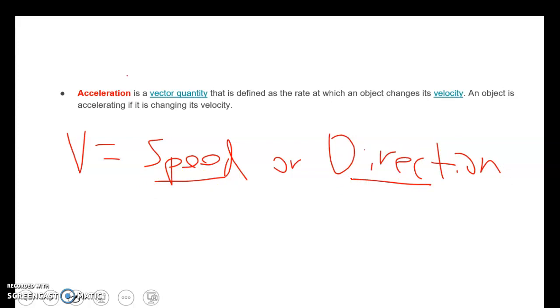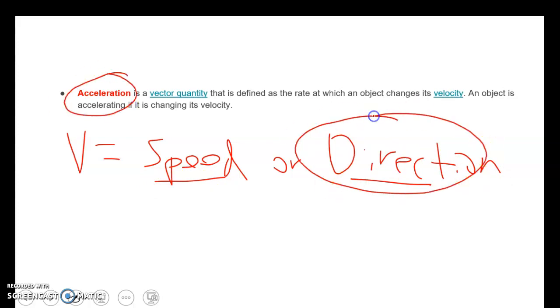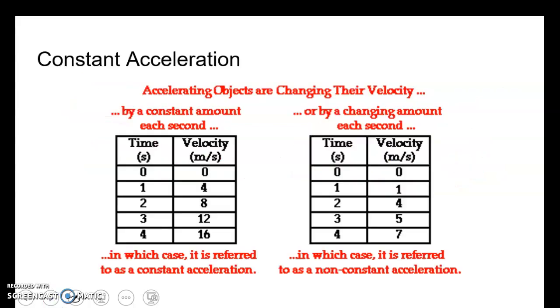So if we change our speed, we accelerate. If we change our direction, we accelerate. So our speed can stay constant, but if we are changing direction, if we're turning, we are considered to be accelerating by the definition here of acceleration. So, accelerating objects are changing their velocity at a constant amount. If we see our velocity changing a constant amount, we have a constant acceleration.